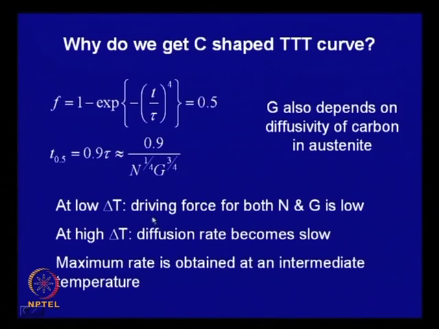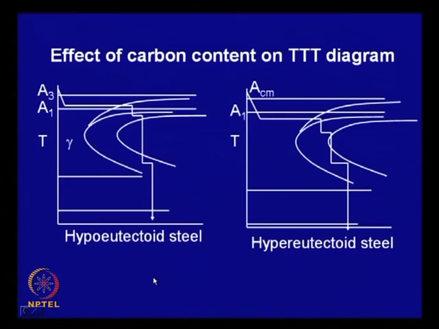And to sum up, at low delta T the driving force for both nucleation and growth is low, and at high delta T the diffusion rate becomes extremely slow. So, although the nucleation may go up, the growth becomes very slow, and therefore the maximum rate that you will get is at an intermediate temperature. So, this explains the C shaped nature of the curve.